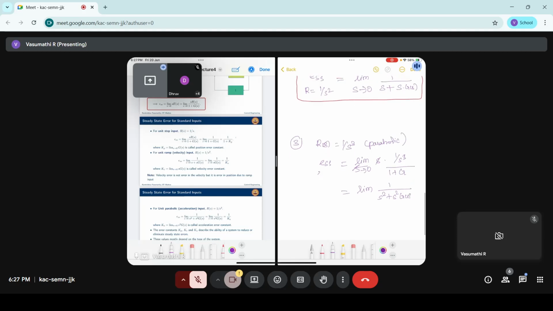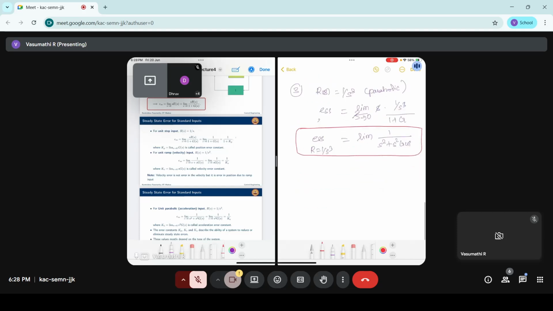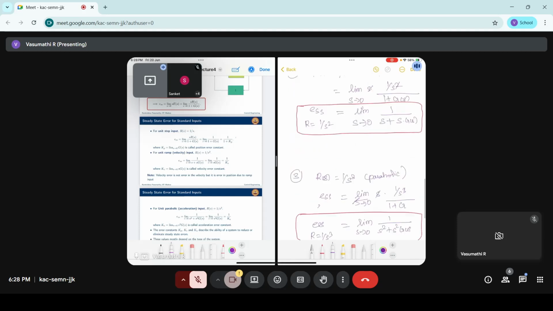Remaining S square will be there. So this is E of S and R is equal to 1 by S cube. Right. So out of these three, we will make a table here. When R equal to 1 by S, the output is the limit S tends to 0. I'm going to keep this limit S tends to 0 common, and just write the rest of the thing.